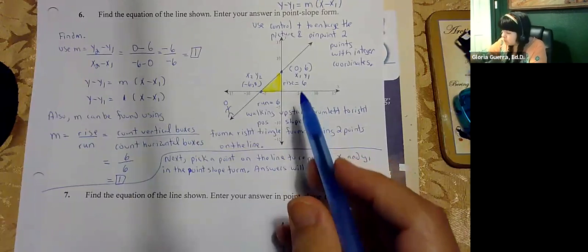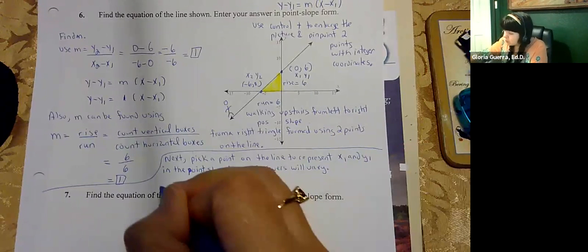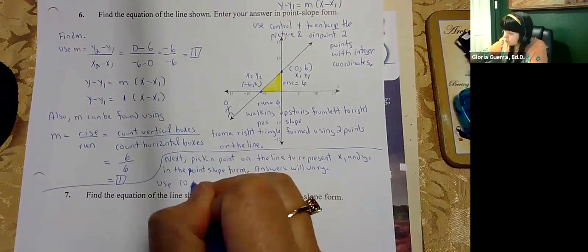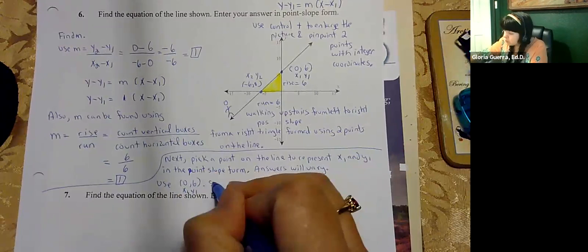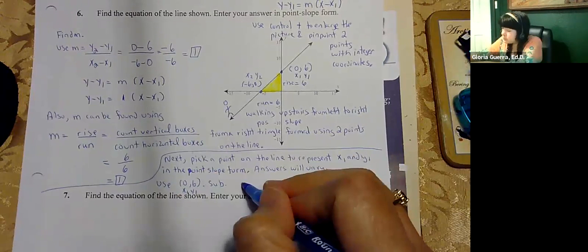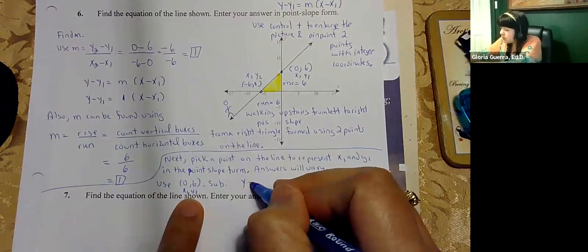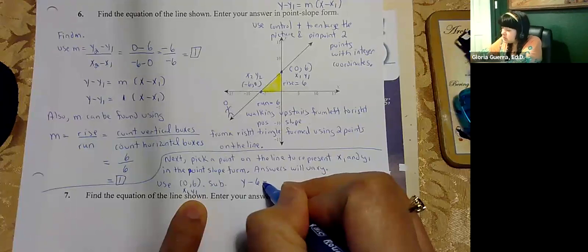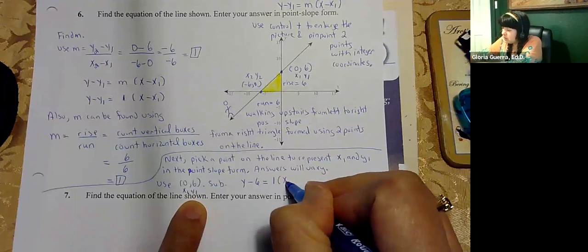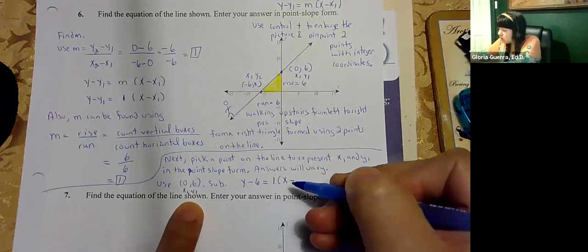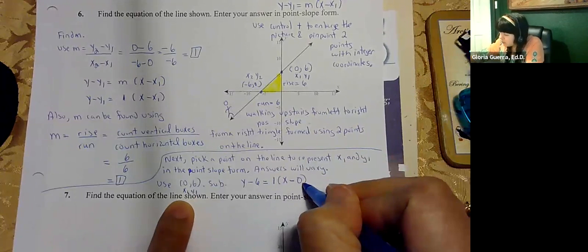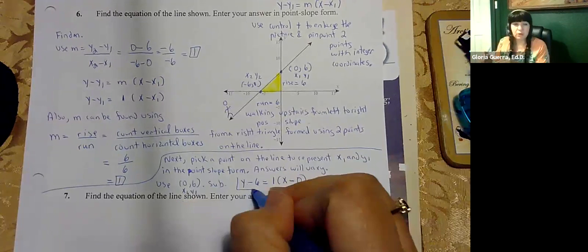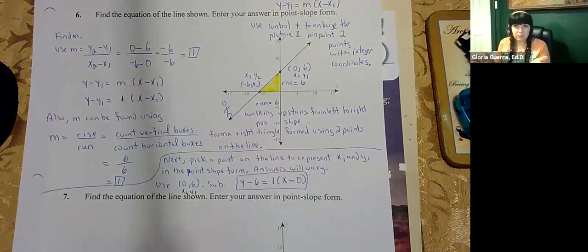So if we just use what we used, X1 was 0, 6. If we use 0, 6, we call that X1 and Y1. And so now we have Y take away Y1, which is 6, equals M, which is 1, parenthesis X, because X is fixed, take away X1, and X1 is 0. So basically that's your answer. And on a paper pencil test, I'd be totally happy with that.